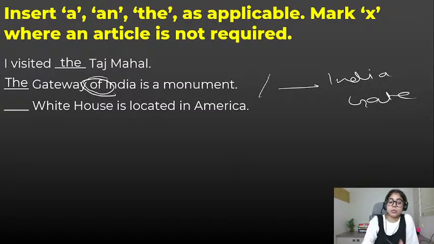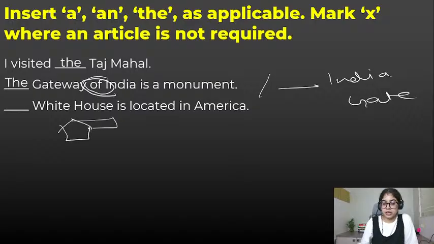And last, White House is located in America. अगर मैं इधर कुछ नहीं लगाती हूँ तो मैं क्या बोल रही हूँ? एक सफेद घर अमेरिका में लोकेटेड है. I'm not talking about any random White House. I'm talking about the specific one जहां भी ट्रम्प बैठा हुआ है. Right? तो स्पेसिफिक स्टेटस देने के लिए भी द लगता है.